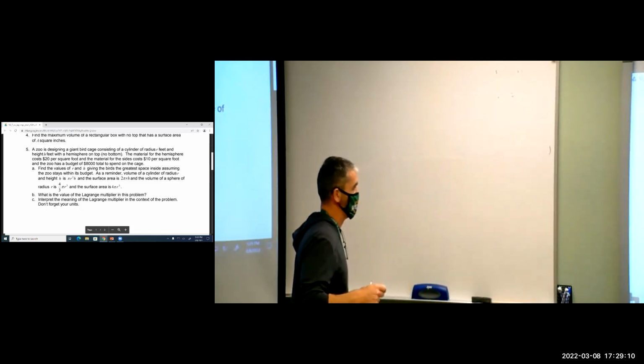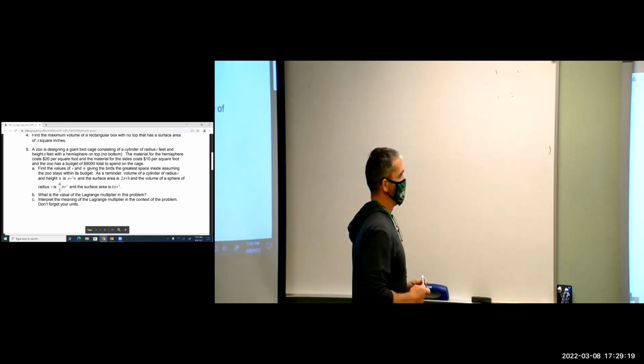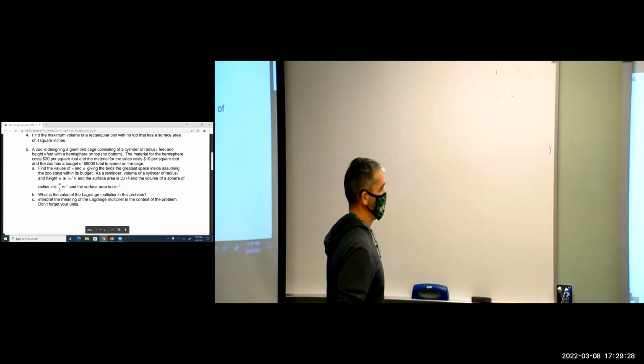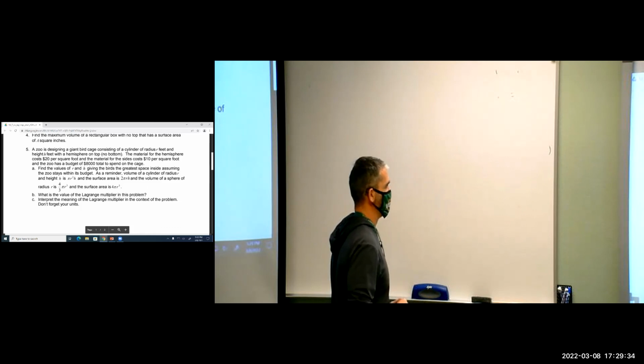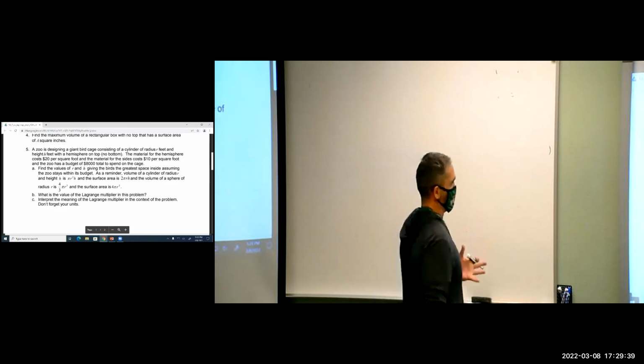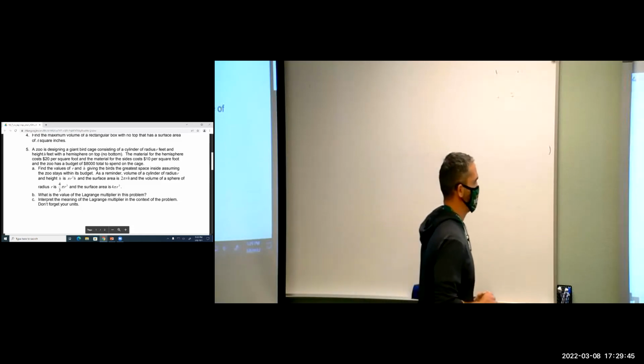Okay, so if you haven't had a chance to read the problem, we'll read it together. A zoo is designing a giant bird cage consisting of a cylinder of radius r feet, height h feet, with a hemisphere on top, no bottom. The material for the hemisphere costs $20 per square foot, and the material for the sides costs $10 per square foot. And we have a budget of $8,000 total to spend. Find the values of r and h to give the birds the greatest space inside, assuming the zoo stays within the budget. There are some reminders of the formulas, but I wanted to set up the equations for you so that you can go right into solving, just again, for time's sake.